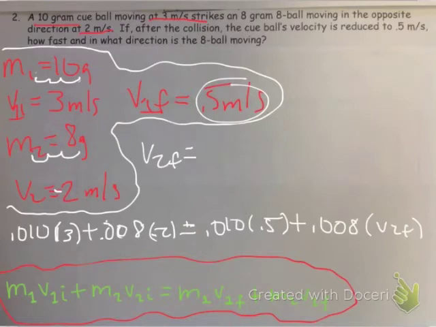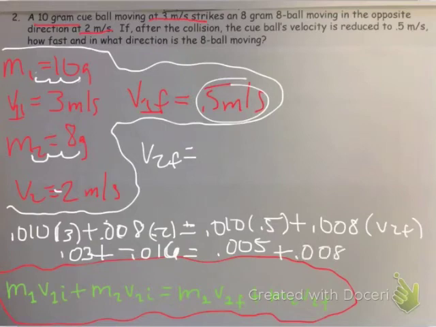So what's the first thing that we want to do? Well, 3 times 0.01 is going to be 0.03. So we're going to get our momentum for object 1 before the collision. We want our momentum for object 2 before the collision as well. So 0.008 times negative 2 is going to be negative 0.016. And that's going to be equal to the momentum of object 1 after, 0.01 times 0.5, which is 0.005, because it has the decimal there. Plus 0.008 times what you're looking for, which is the final velocity of object 2.